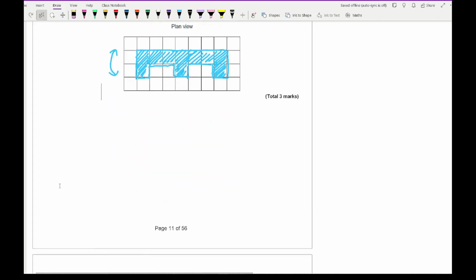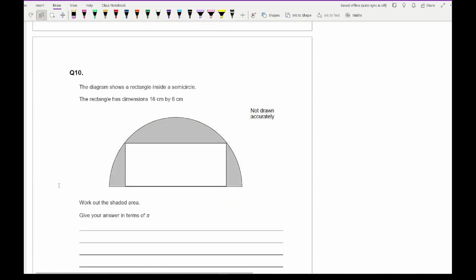Moving on to question 10, it says this diagram shows a rectangle inside a semicircle. The rectangle has dimensions of 16 by 6. Work out the shaded area and give your answer in terms of pi. So let's have a look at labeling this up. This length here is 16 and this length here is 6. Now I need to work out what the radius of the circle is, because I know what the area of the rectangle is.